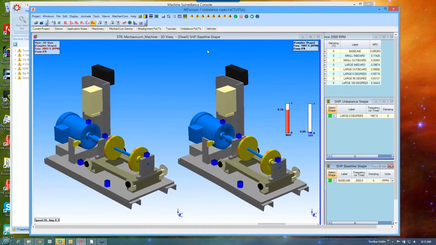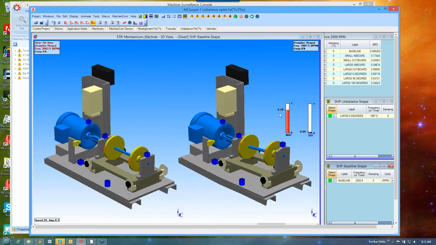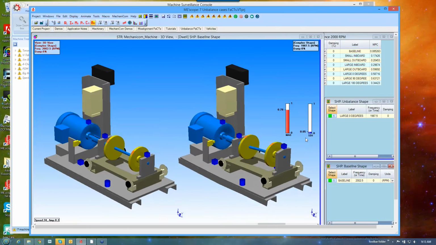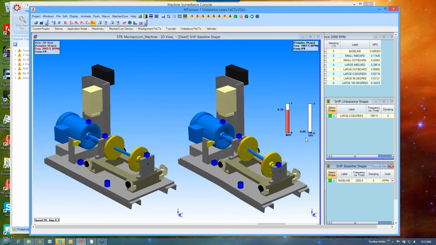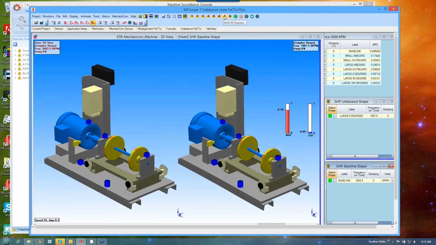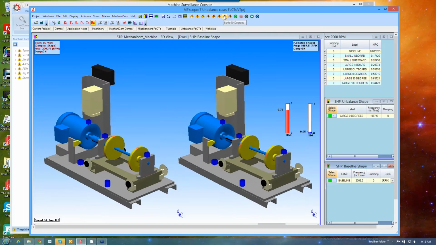So now you can see the MAC value didn't change again. The shape is very similar. However, the SDI is dropped way down because of the magnitude difference. Here's the next case, 90 degrees. Again, this is a weight on both rotors, but they're 90 degrees apart.